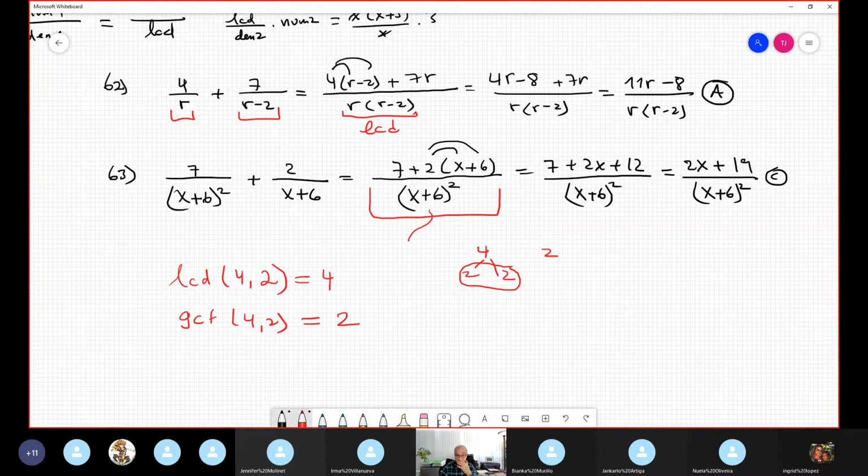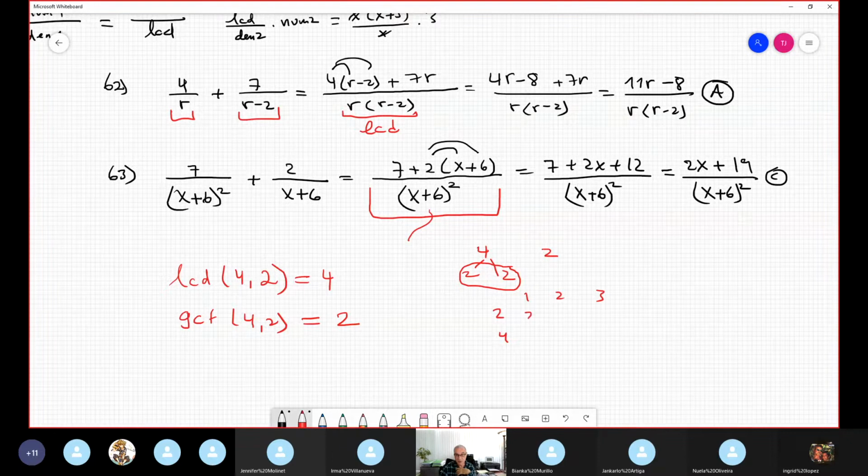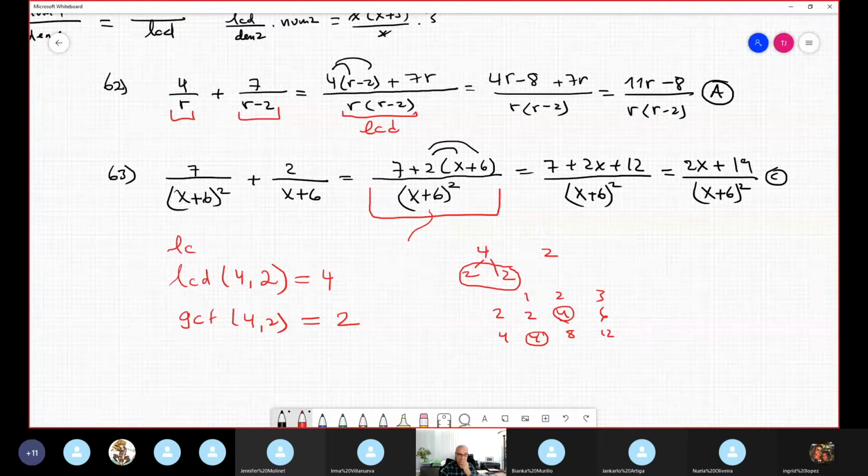Because suppose 2 and 4. Multiplication by 1, multiplication by 2, multiplication by 3. This is 2, this is 4, this is 6. This is 4, this is 8, this is 12. It's all because 4 is the least common denominator. Remember, the least common denominator is multiple. It's the least common multiple. And multiple means bigger number.